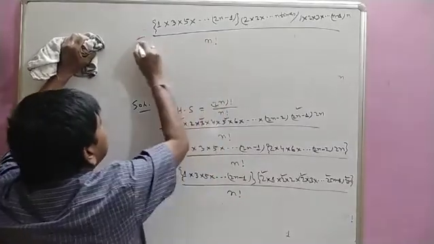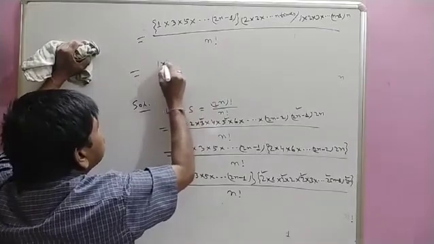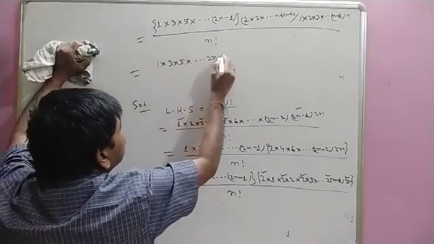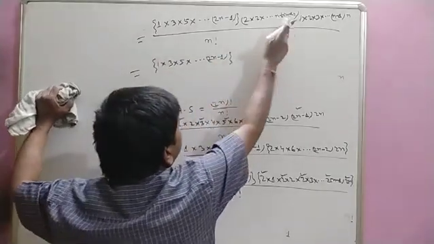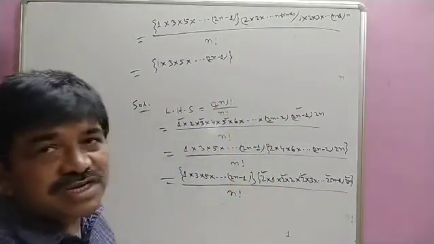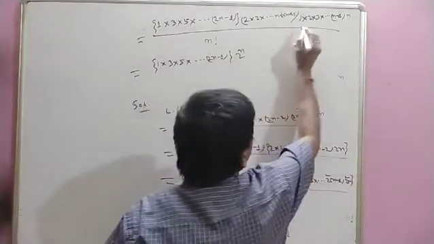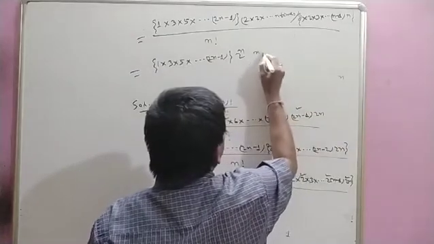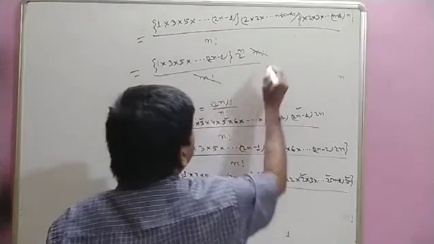So now you see, 1, 3, 5 up to 2n minus 1, you write. Then this 2 multiplied n times: 2 multiplied 2 times is 2 square, 2 multiplied 3 times is 2 power 3, so 2 multiplied n times will be 2 to the power n. And here is 1, 2, 3 up to n, so you can write n factorial, divided by n factorial. So this n factorial gets cancelled.